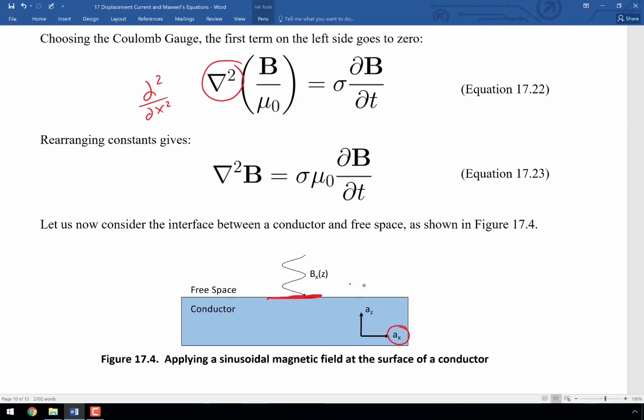So it's moving back and forth in the x direction like this, but its strength is going to weaken as it goes into the material. So what we're going to find is that it's going to really decay and approach 0. Why is it decaying? Why is it approaching 0?